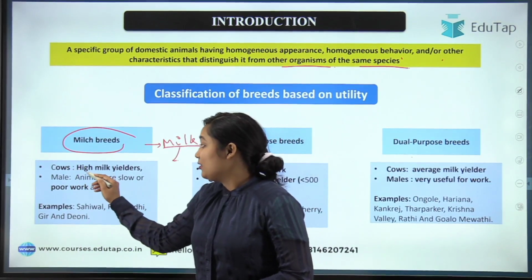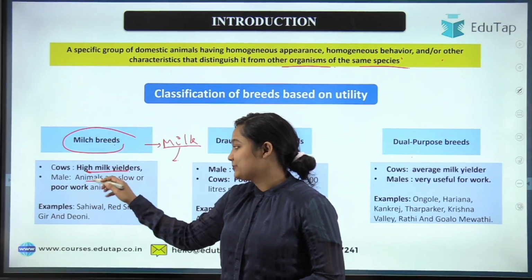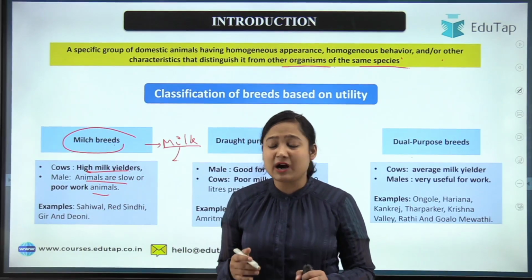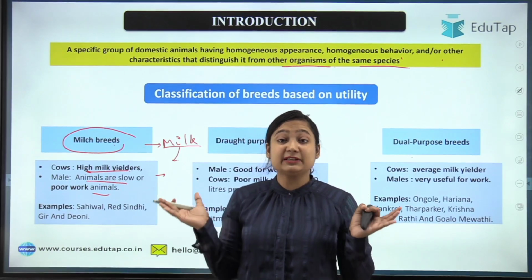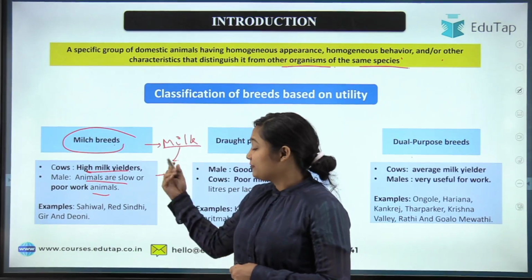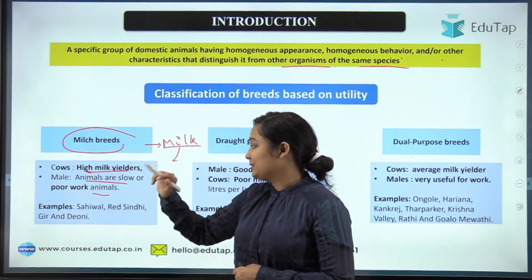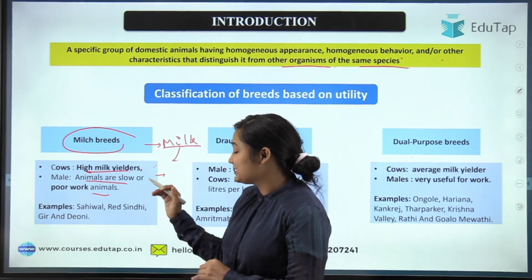So the female cows of milch breeds are high milk yielders, while the males of the same breed are poor workers. It means you can't use them for plowing and other things, like lifting weight, so they can't work well in that way. But the females of this particular milch breed are high milk yielders. It means a good quantity of milk is received.